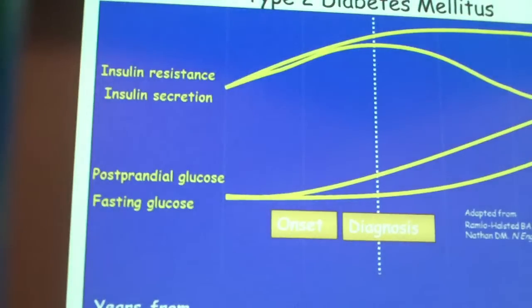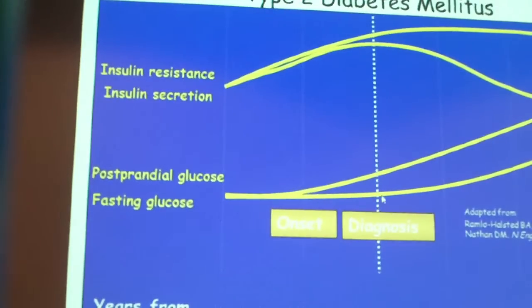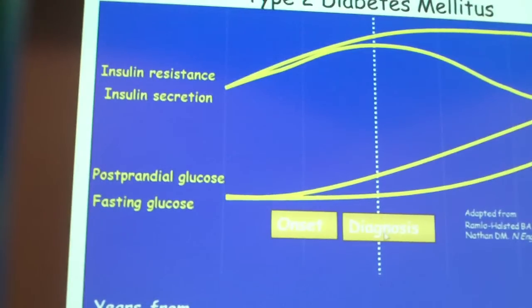And if you look at the same picture as we had before, then this was the point that your beta cell gets exhausted, the insulin resistance is increasing, your postprandial glucose will increase, and your fasting glucose also. So this is the time point of diagnosis, but this is the time point of onset. So if you want to screen, you have to be in this part.